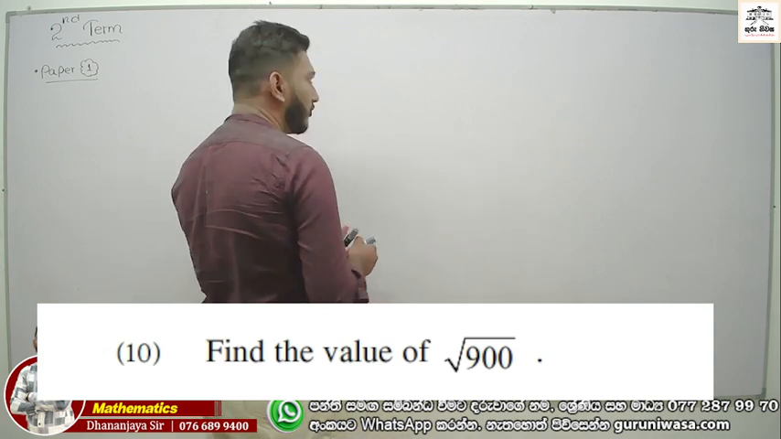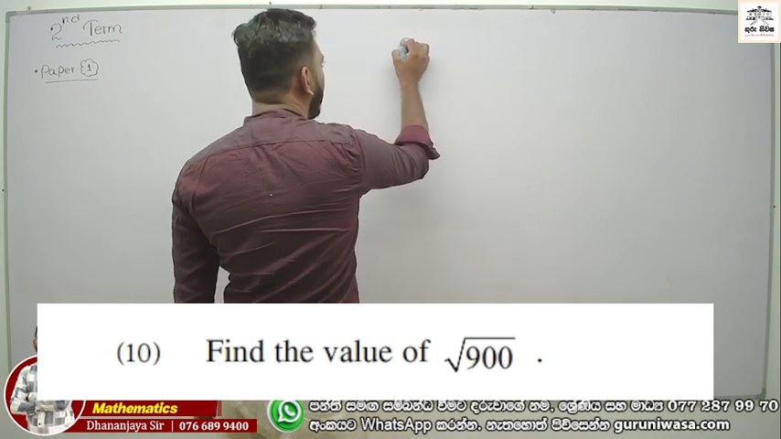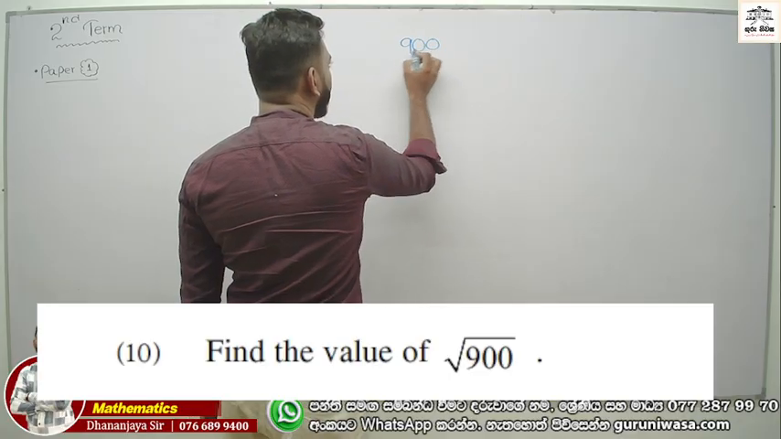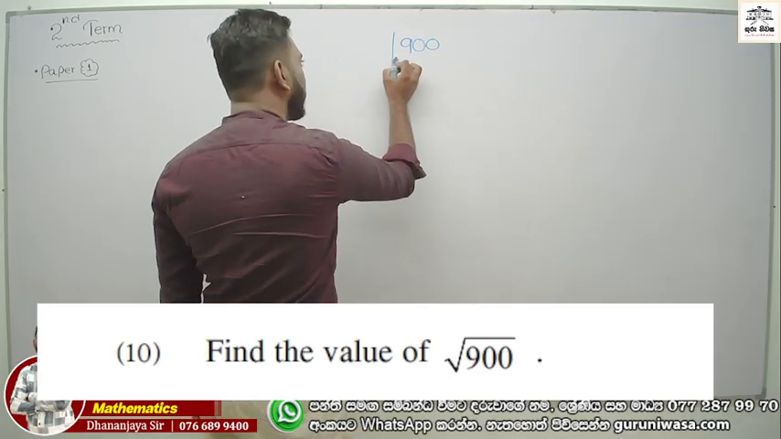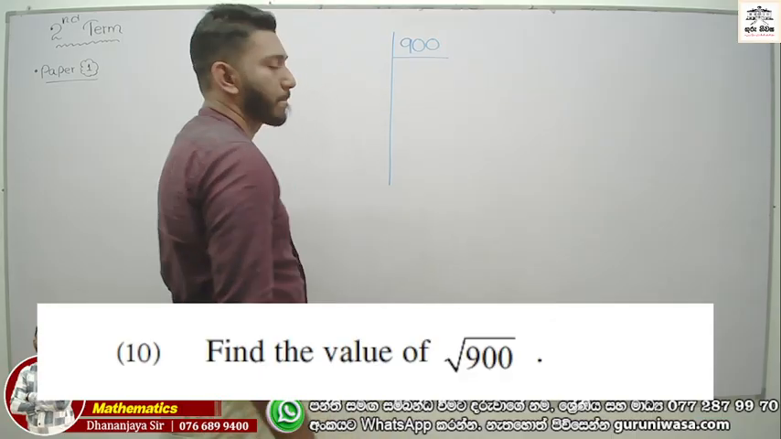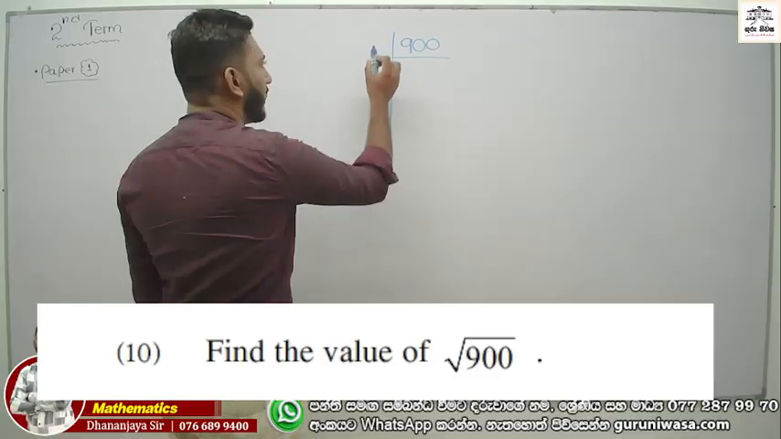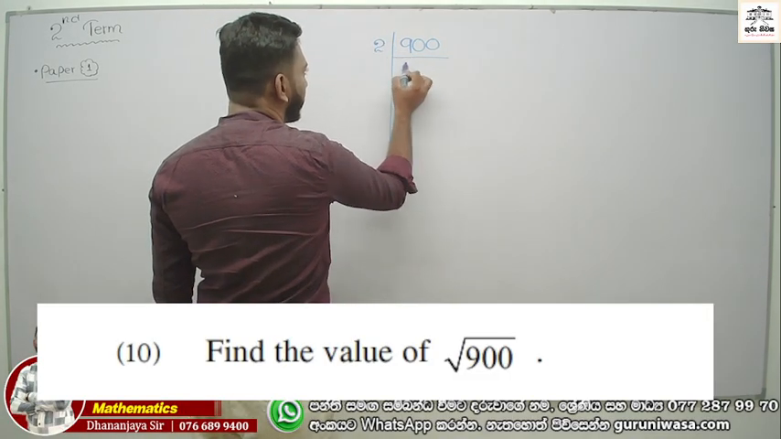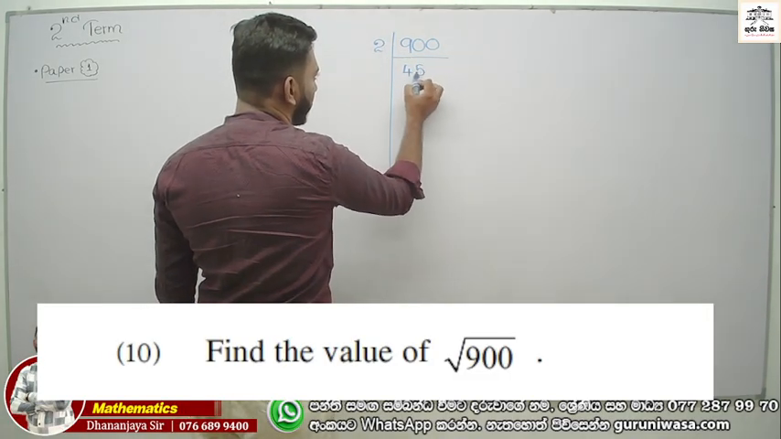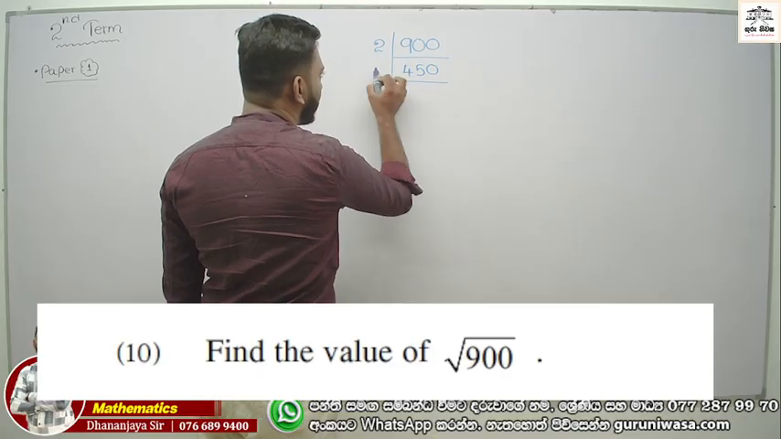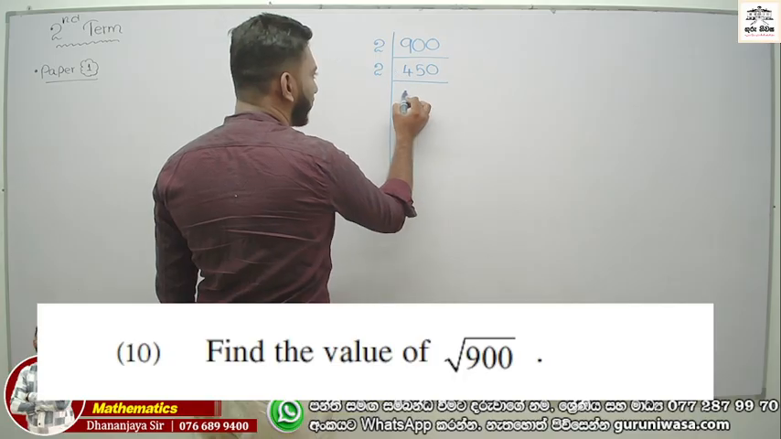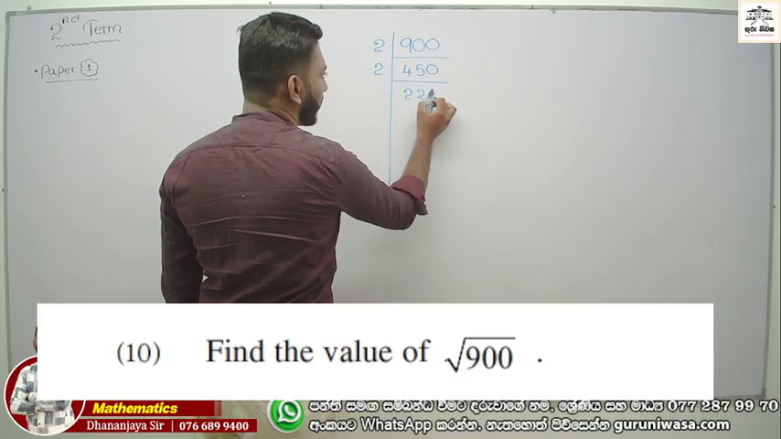900, you need to divide using the prime numbers. We can divide by 2. Then the answer is 450. Again, you can divide by 2. This becomes 225. Now what to do?